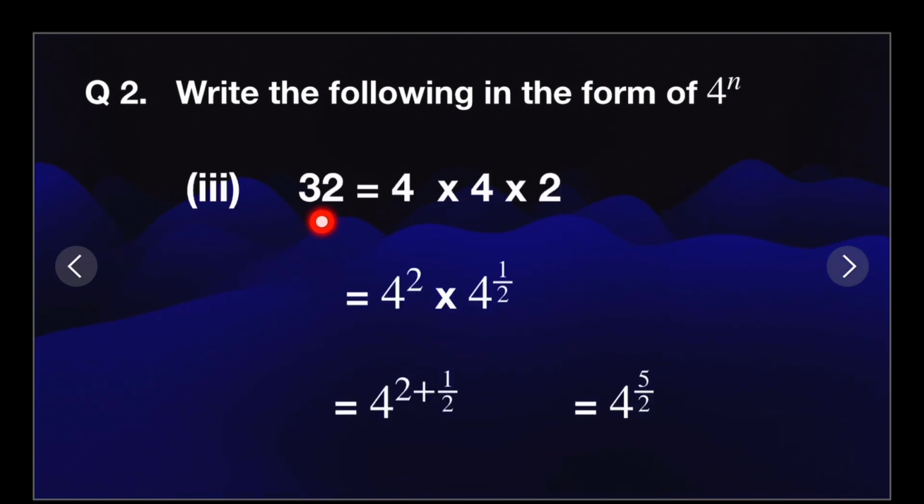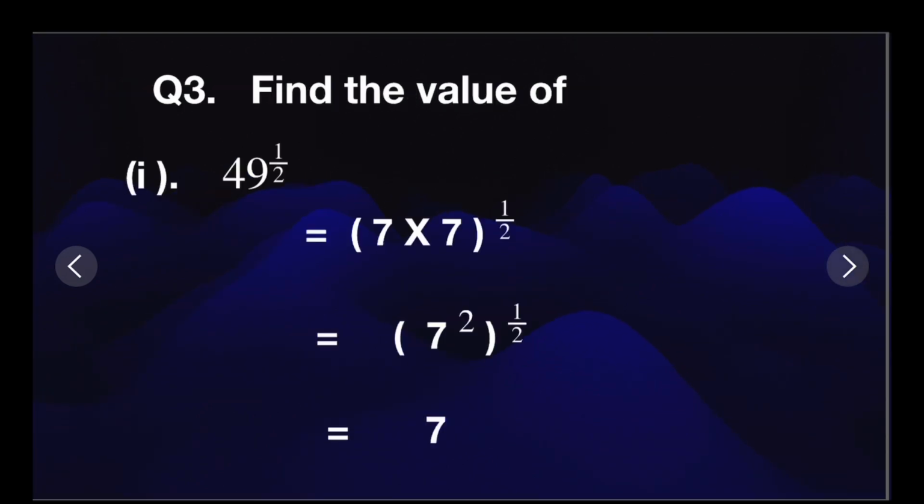Number 3, 32. So 32 is what? 4 into 4 into 2. So here this becomes 4 square. 2 you can rewrite as 4 raised to 1 upon 2. Now the base is the same, so you are going to add the indices. This is multiplication, so we are adding the indices. If it is division, we will subtract the indices. So here 2 plus 1 upon 2, that will be 5 upon 2. So 4 raised to 5 upon 2.